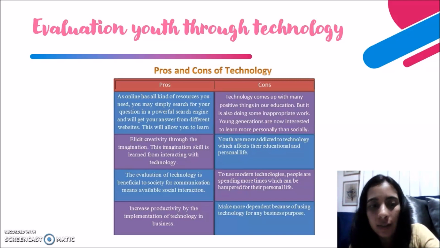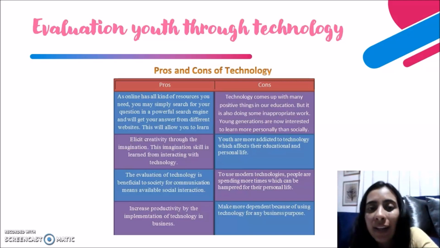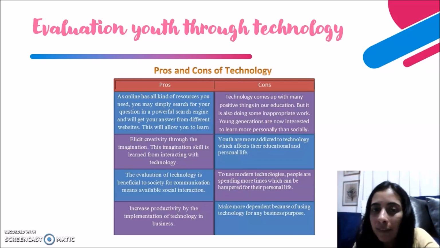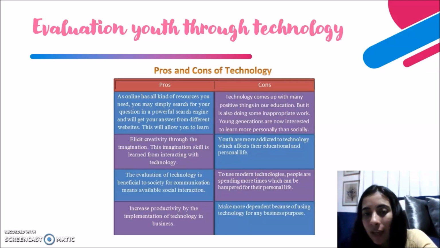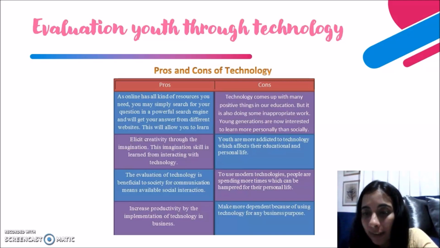On the other hand, there are some disadvantages of technology, and these are: technology comes with many positive things in our education, but it is also doing some inappropriate work. Young generations are more interested in learning personally than socially, and they are more addicted to technology, which affects their educational and personal life. People are spending more time on it, which can hamper their personal life and make them more dependent on technology. And we can see this these days, for example, in a classroom where the children use their cell phones all the time.